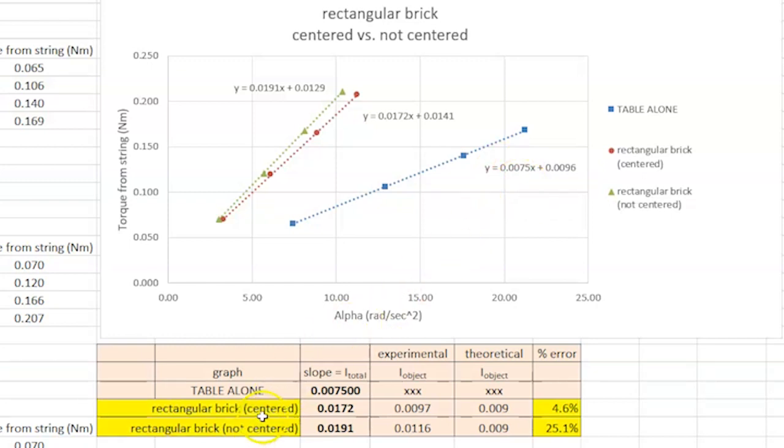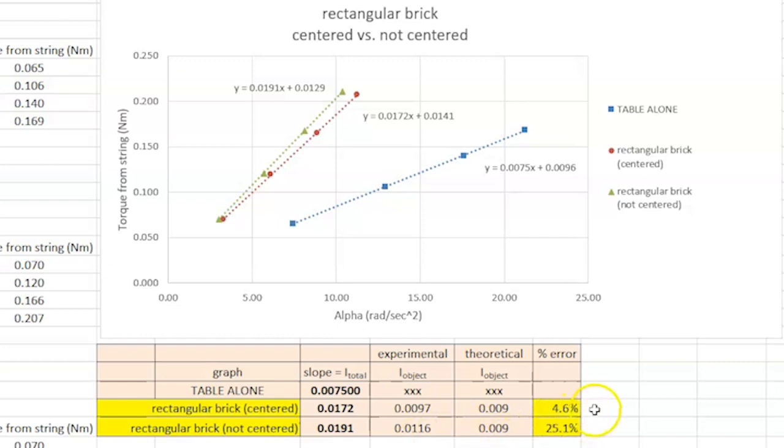And then with the brick centered, I got a slope of 0.172. That's this graph with the circles centered. And then when it wasn't centered, I got my new value of slope 0.0191. And so when I plug those values into the data table, wow, what a big difference.